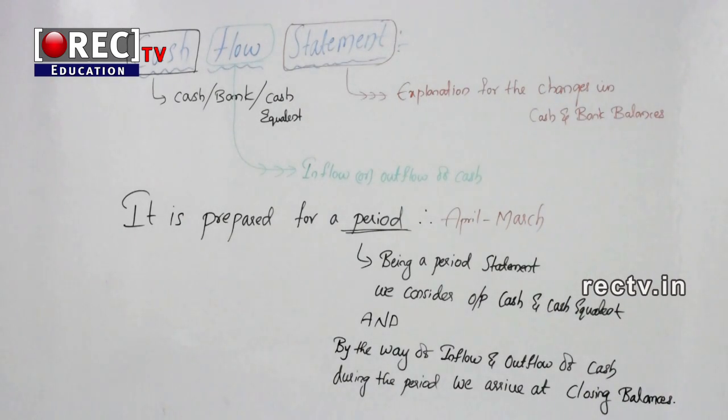Being a period statement, we consider the opening cash and cash equivalent, and between April and March there are many inflows and outflows of cash. After all these transactions, at the end of March we arrive at the closing balance. So this is the simple meaning of the cash flow statement. Now let us see the format of the cash flow statement, which has operating activities, financing activities and investing activities.